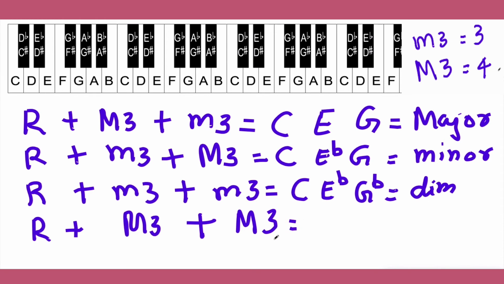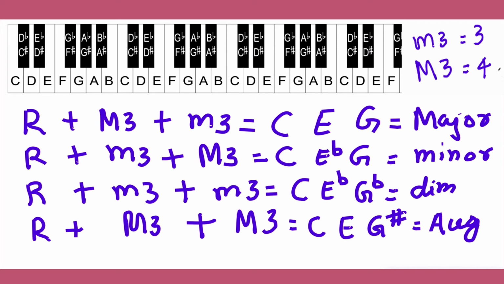Moving on to the next one, the root again, C, and a major third. What's the major third? So 1, 2, 3, 4. 4 steps. So we get an E. From E, we go another major third. Let's try this out. 1, 2, 3, 4. So that's a G sharp. So what's this chord? This is an augmented chord. Okay, so this is the way we find the different chords.